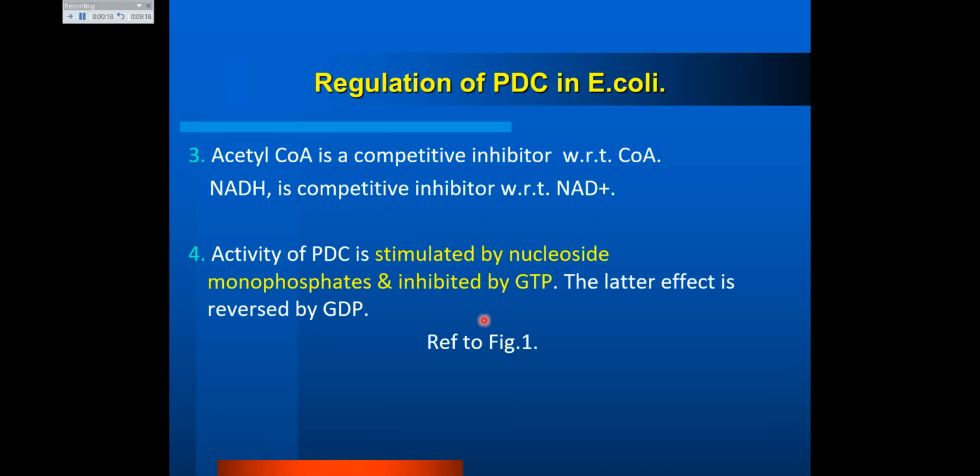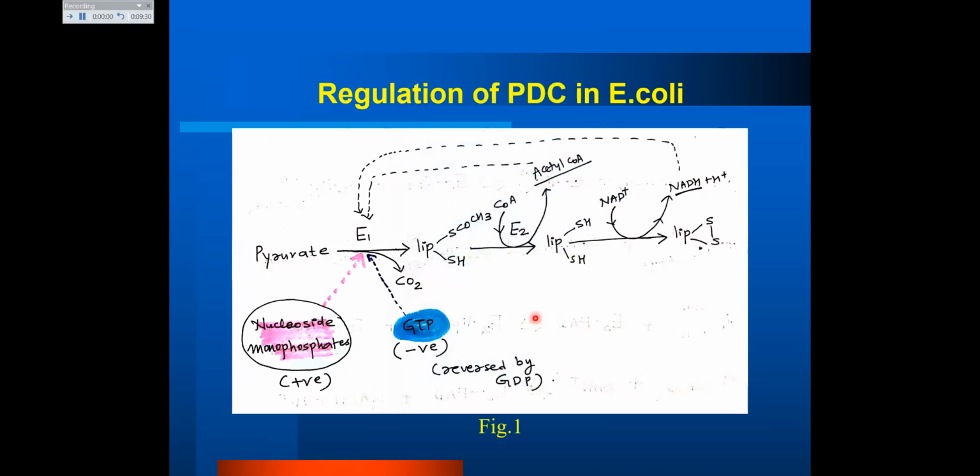The other mode of regulation of PDC in E. coli is the effect of other molecules like nucleoside monophosphates, which lead to the activation of the complex, whereas GTP inhibits the activity of E1. So we can understand this with the help of this figure.